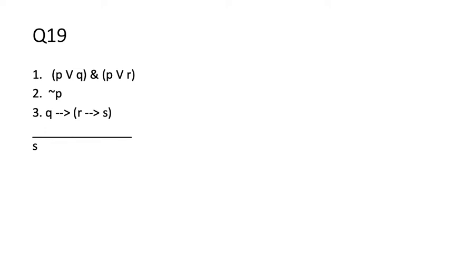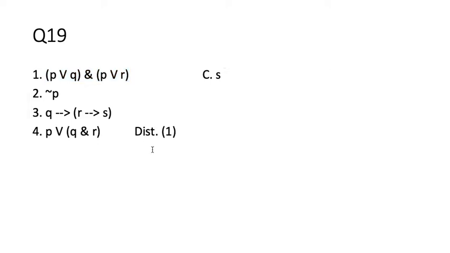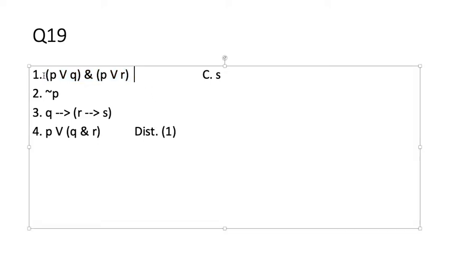19, we are almost done. 6 more questions to go. All right, again, number 1 is apt for distribution, so let's do it. Turn the conjunction into distribution. I can do it because I have P here and I have P here.